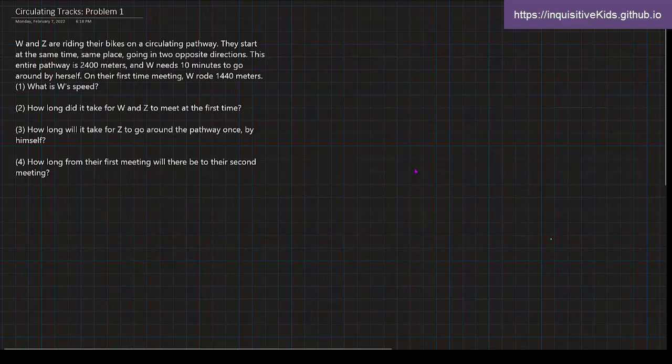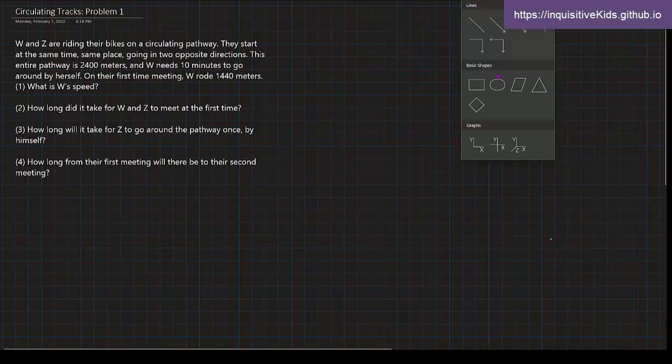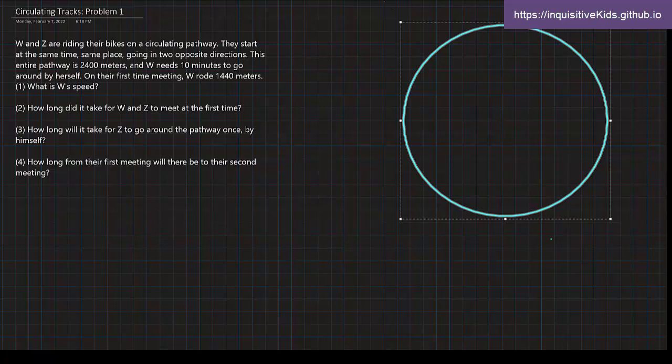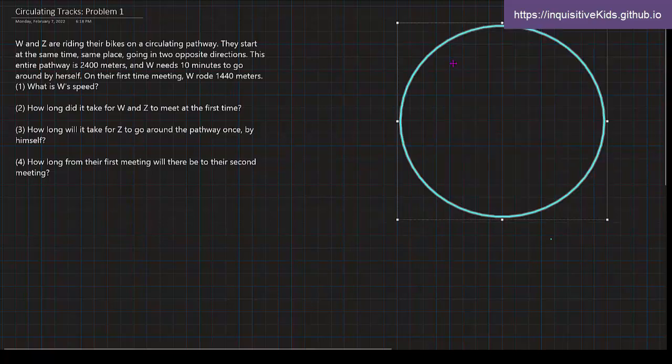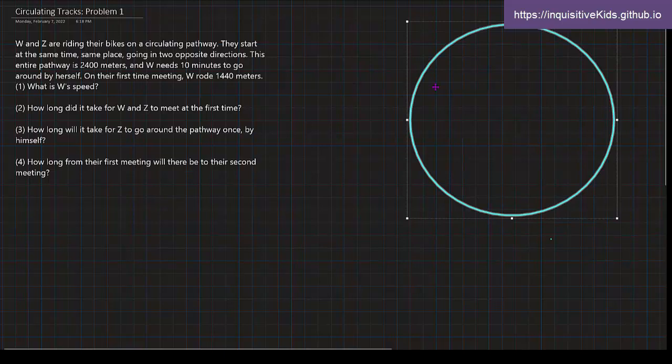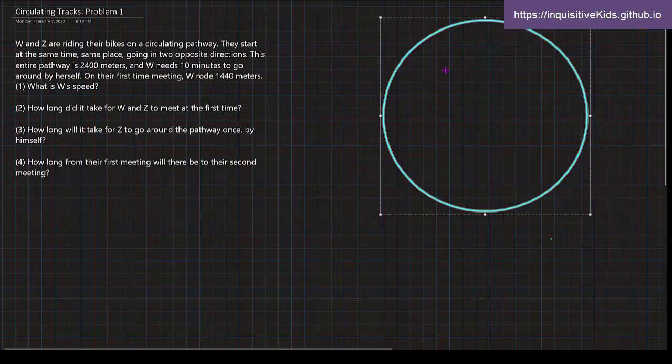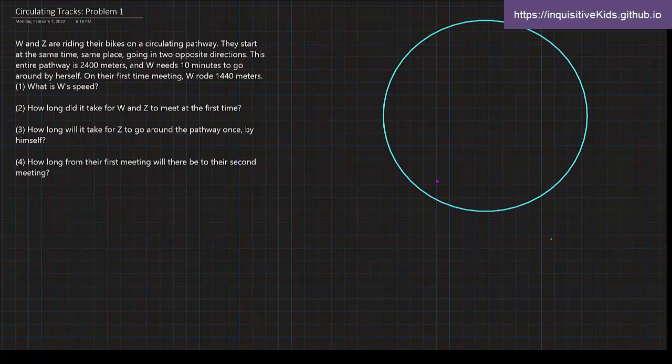Problem 1. W and Z are riding their bikes on a circulating pathway. Once I hear the word circulating, I'm immediately going to be drawing my chart right here to help me visualize. Being able to draw these graphs is a very important skill in solving these types of problems, especially in circulating tracks. In all of our other types of problems, you've always met this requirement of being able to draw. So it's the same with circulating track problems.